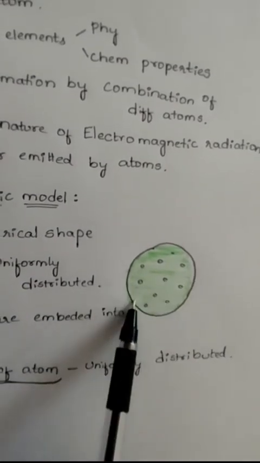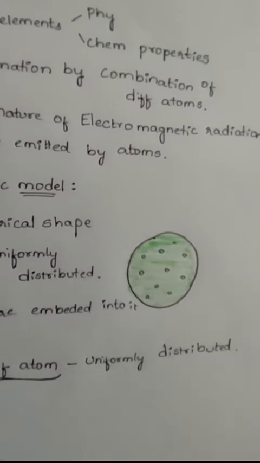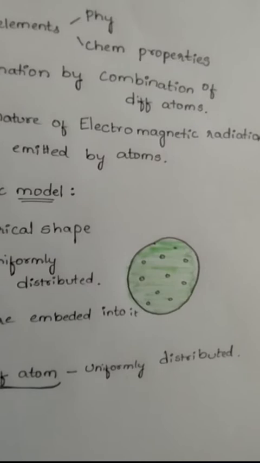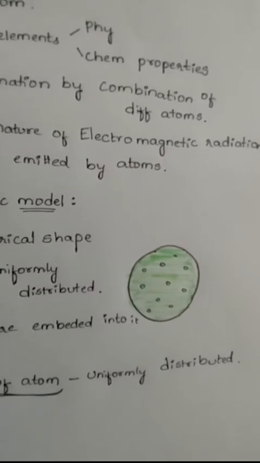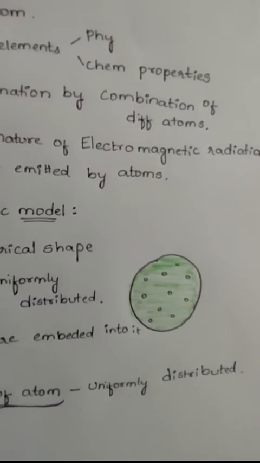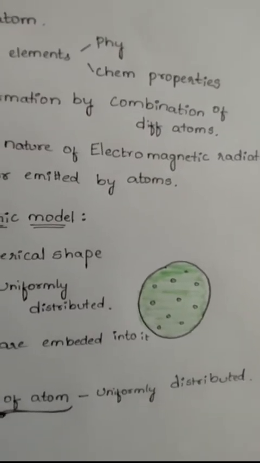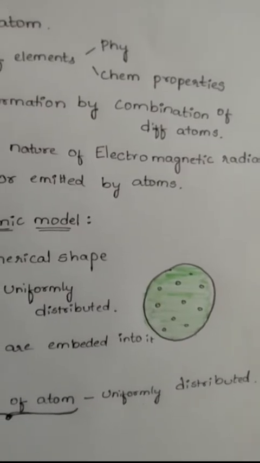Overall neutrality means the atom must be neutral. It should not have any charge, positive charge or negative charge, like ions. It should be electrically neutral. Means how much positive charge is there, it must be equal to the negative charge in that atom.